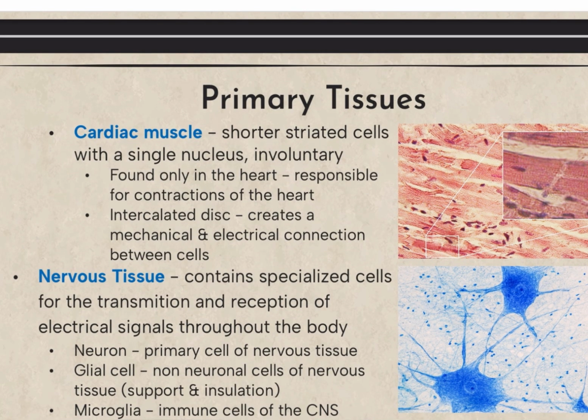And then our cardiac muscle is shorter with striated cells, a singular nucleus, and involuntary responses. And it's found in the heart and is responsible for the contractions of the heart. And then our intercalated disc creates a mechanical and electrical connection between cells.